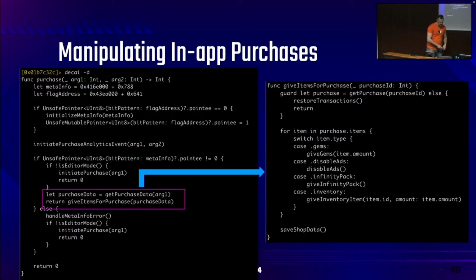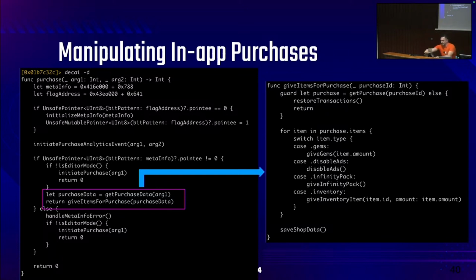So this is an example of a decompilation of a game, just to see that if the purchase is correct, depending on the type of the purchase, it's just disabling the ads, giving the gems, or giving an infinity pack. But it's doing nothing. I mean, it's not validating anything. So what could go wrong?